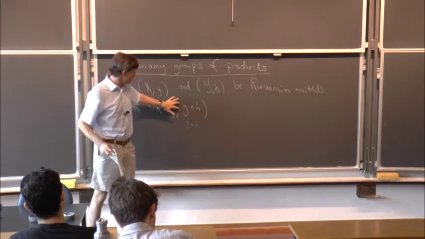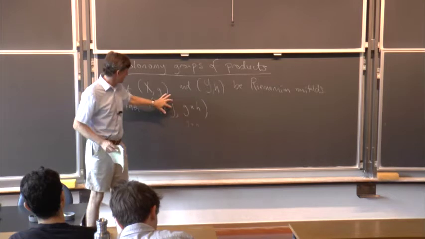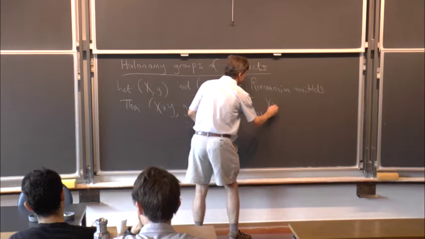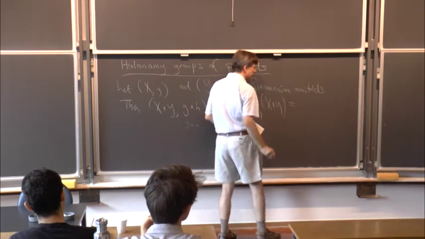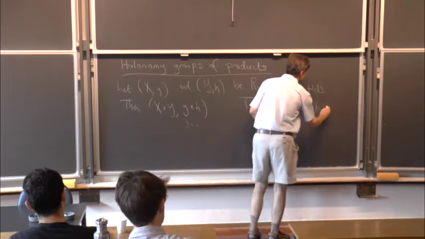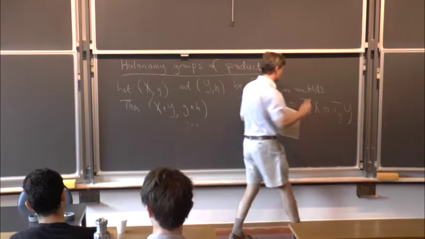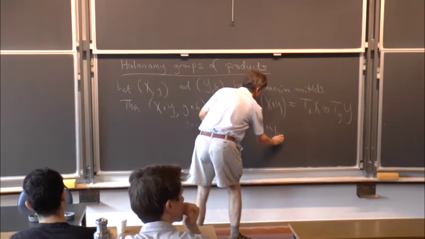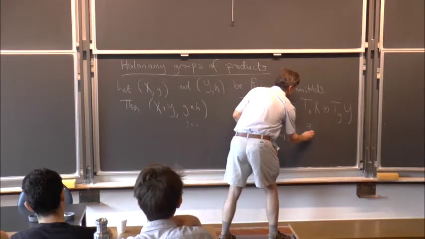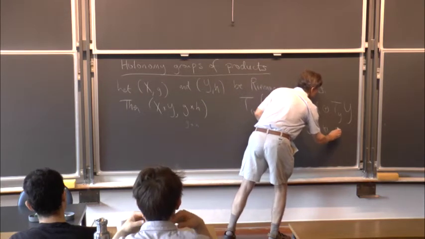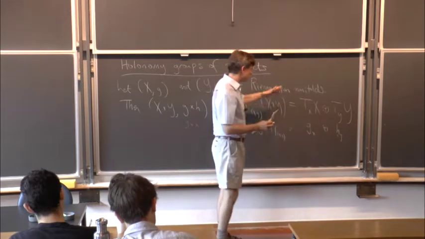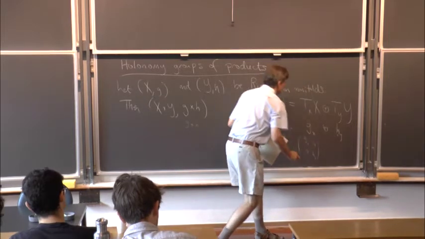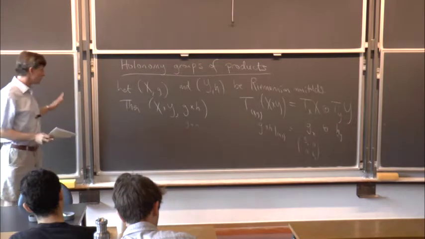So the product metric is: if you have T at (x, y) of X cross Y is equal to, or at least isomorphic to, T_x of X direct sum T_y of Y, then g cross h at the point (x, y) is g at x direct sum h at y. So this is really just a matrix with g_x, h_y, and the off-diagonal terms are 0. So we can define product metrics like this.